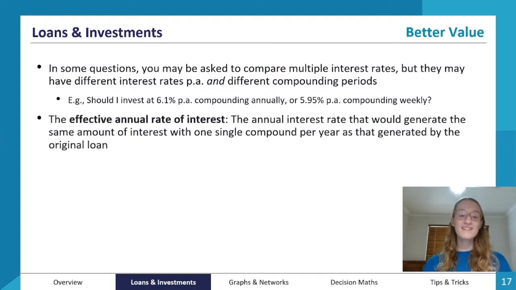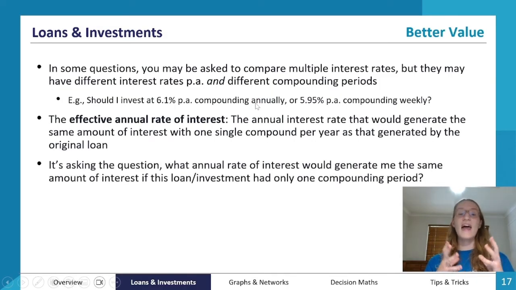And that's where the effective annual rate of interest formula comes in, which you've probably heard about. So the effective annual rate of interest is the annual interest rate that would generate the same amount of interest with one single compound per year as that generated by the original loan. So what we're asking is, what is the annual rate of interest that would generate the same amount of interest if this loan or investment only had one compounding period?